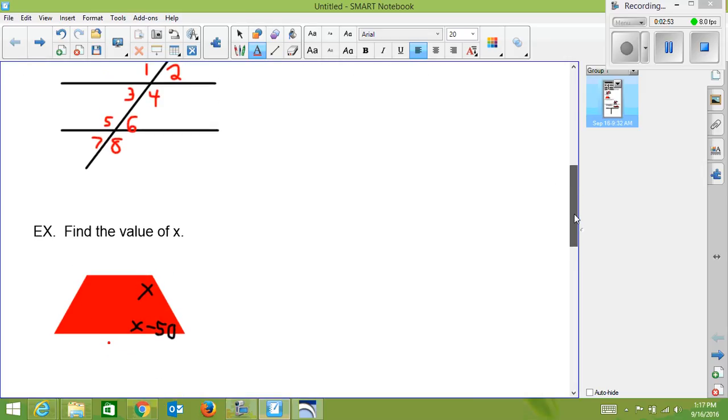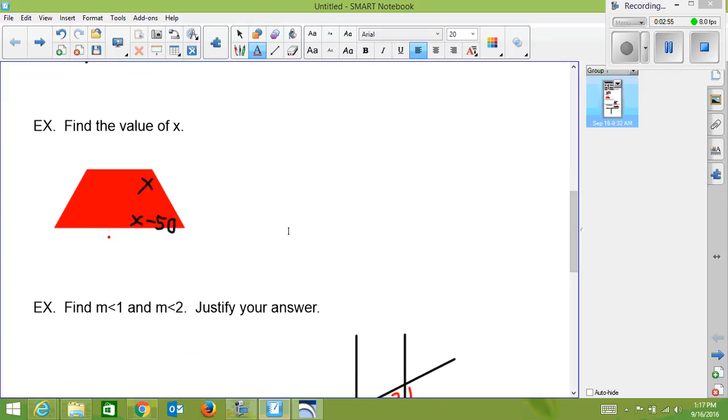So to go to an actual problem, if I want to find the value of x here with this trapezoid, the reason I can use those same rules I just went through is because the trapezoid has a set of parallel lines right here, here and here, that's parallel to each other.